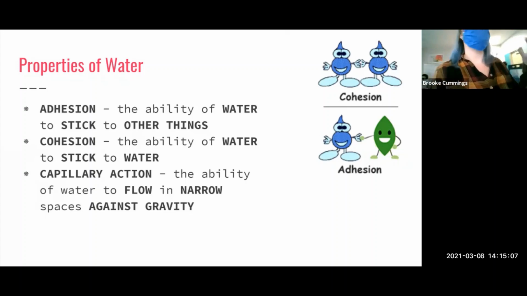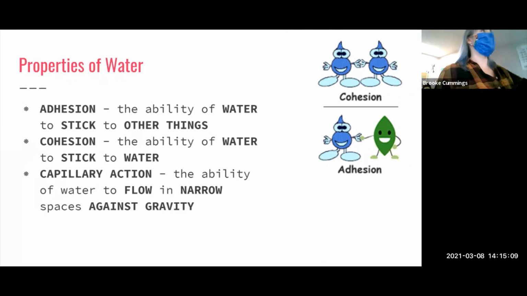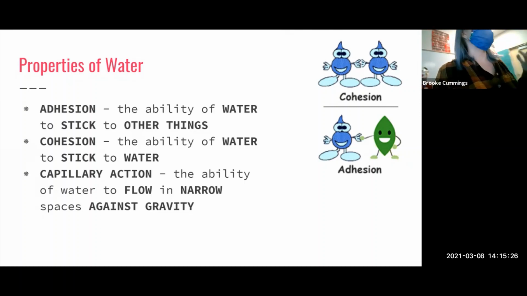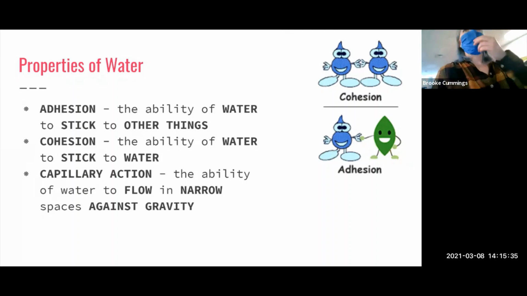But we talked about water having polarity, so it has a partial negative charge on one side and a partial positive charge, and that kind of works like a magnet. So the water particles are attracted to the other side of another water particle. So for this reason, we have these special qualities to water.